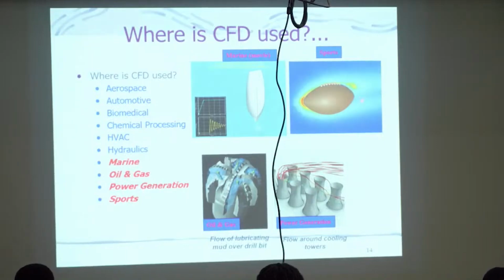This is an American football, and we can use CFD to look at the aerodynamics in sports. This is football. It could be a regular soccer ball. It could be golf balls, and so forth.